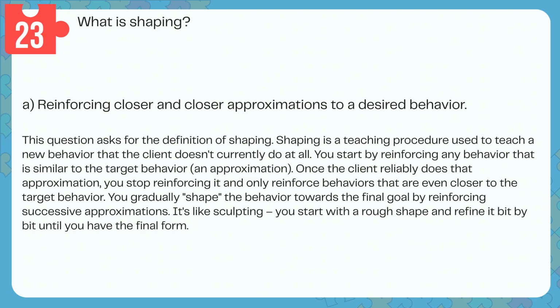Once the client reliably does that approximation, you stop reinforcing it and only reinforce behaviors that are even closer to the target behavior. You gradually shape the behavior towards the final goal by reinforcing successive approximations. It's like sculpting. You start with a rough shape and refine it bit by bit until you have the final form.